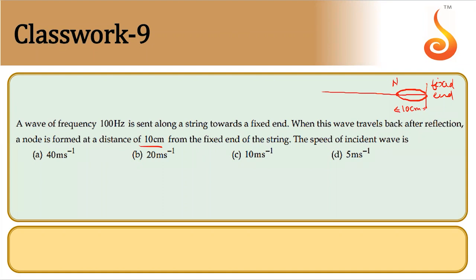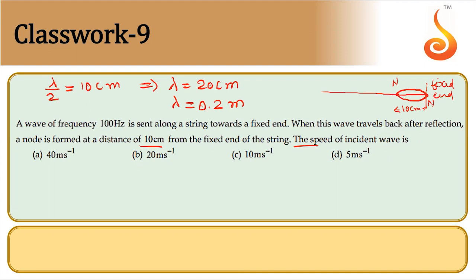See, at the fixed end, by boundary conditions, there must always be a node, because at the fixed end the string is not supposed to vibrate, right? It is constrained. So now this is also a node, this is also a node. The distance between two consecutive nodes should be lambda by 2, that is half of the wavelength. That is given, it is 10 centimeter, which implies lambda is 20 centimeter, or write in meters, so it should be 0.2 meters.